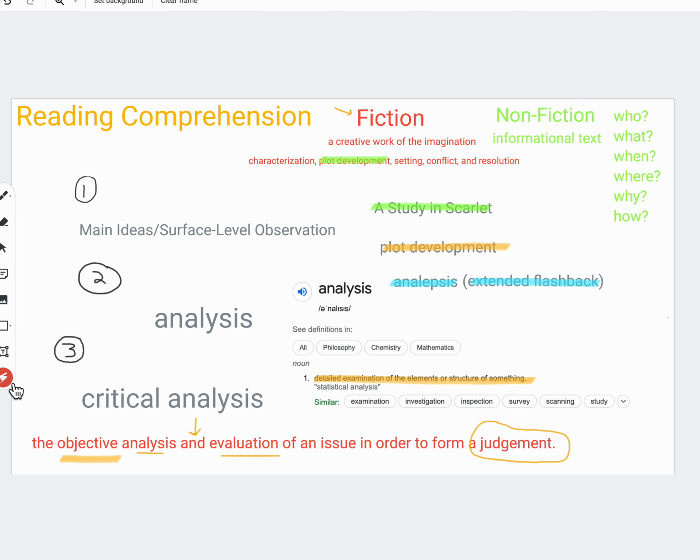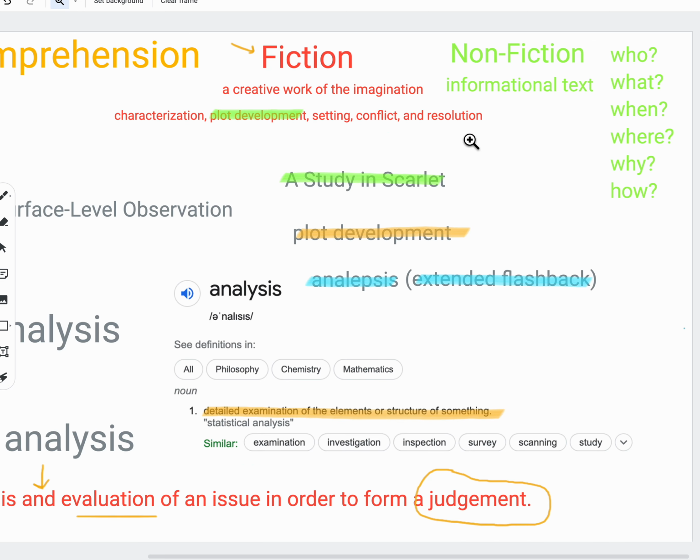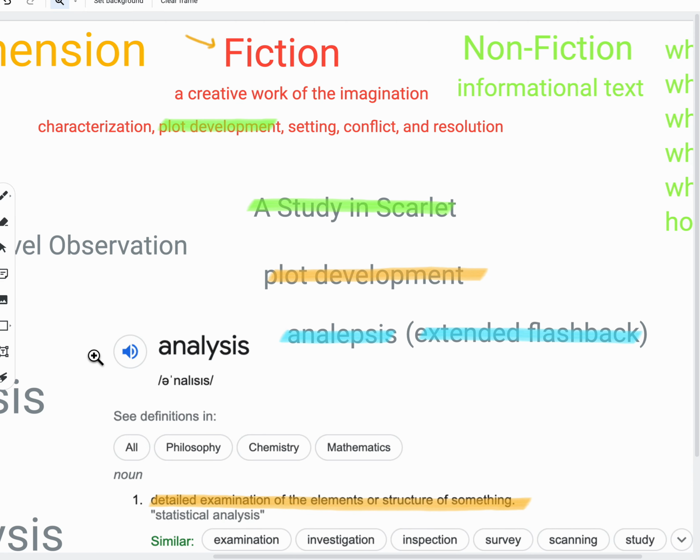Here we can utilize our strategies to help us annotate. That is the most important thing that we accomplish as we are working through understanding first main ideas on a surface level, and moving our way into analysis and eventually into critical analysis. It all begins with how we are annotating. If we are reading fiction, we want to annotate for our 5 elements of fiction. You can remember that with the acronym CPR, characterization, plot development, resolution, not forgetting setting and conflict in there.